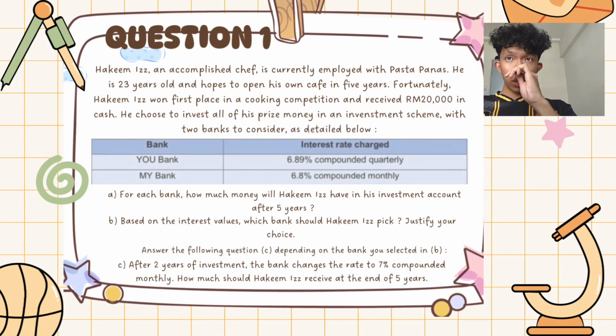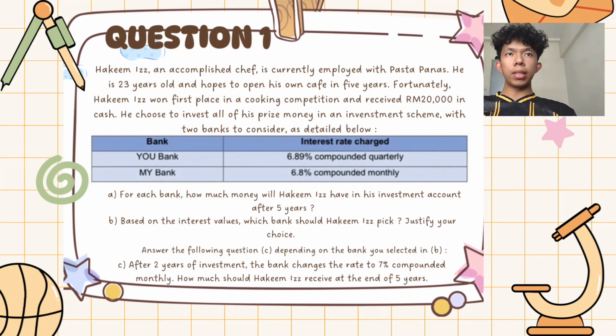For question number 1, Hakim is an accomplished chef currently employed with Pasta Panas. He is 23 years old and hopes to open his own cafe in 5 years. Fortunately, Hakim won first place in a cooking competition and received RM20,000 in cash. He chose to invest all of his prize money in an investment scheme with 2 banks to consider, as detailed below.